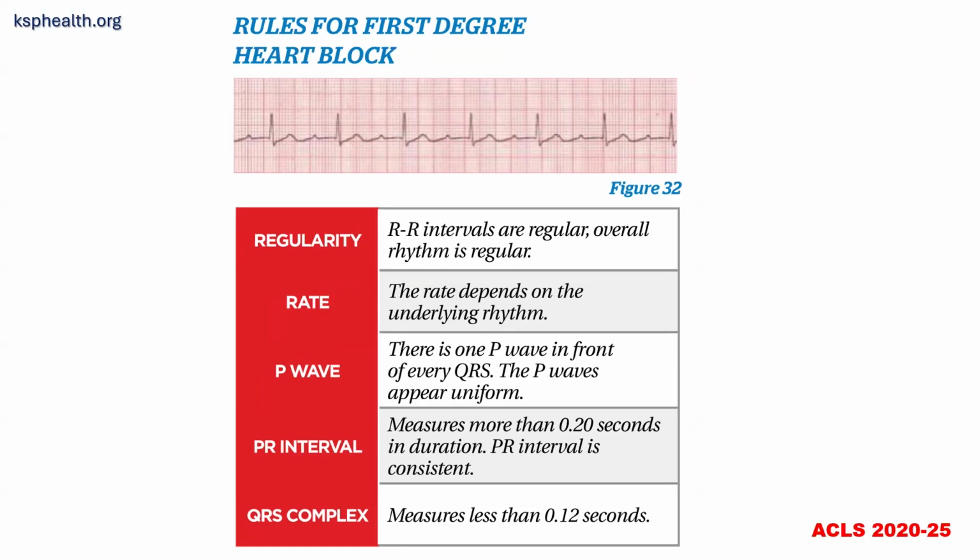The second group is called first degree heart block. RR intervals are regular, overall rhythm is regular. The rate depends on the underlying rhythm. There is one P wave in front of every QRS complex. The P wave appears uniform. The PR interval is more than 0.20 seconds, and the QRS complex is normal, meaning less than 0.12 seconds. So the first degree heart block is just a prolonged PR interval. Prolonged means more than 0.20 seconds.